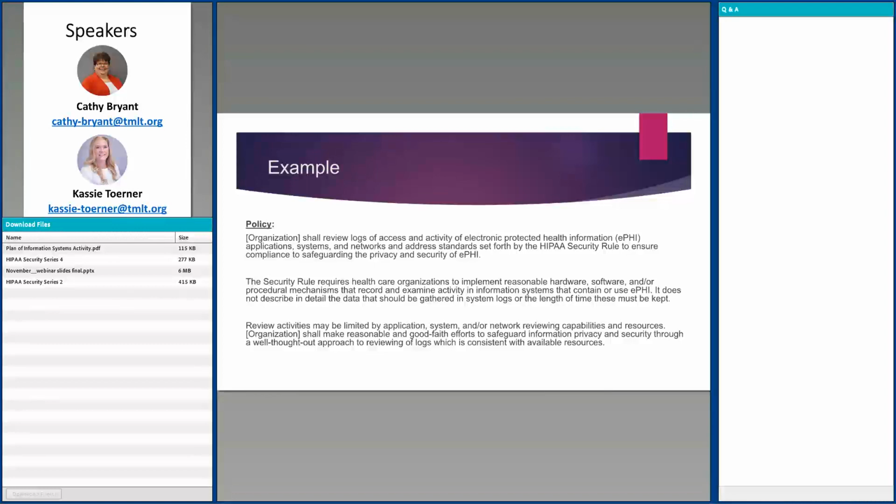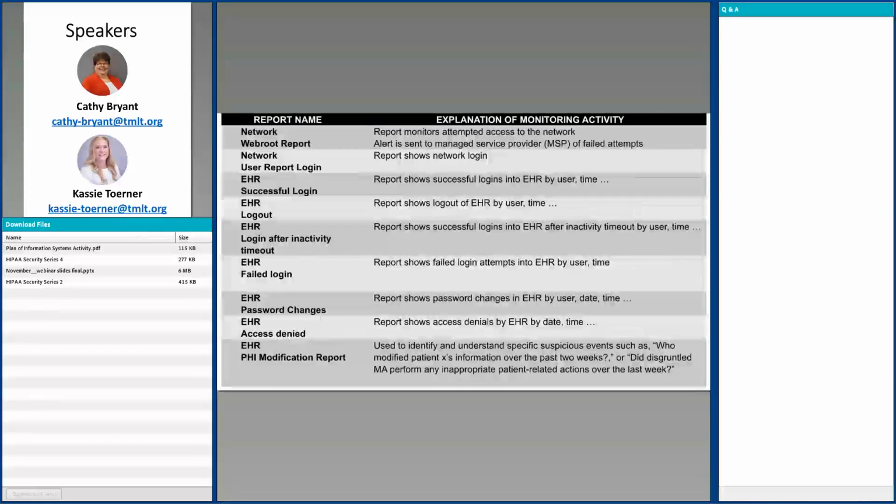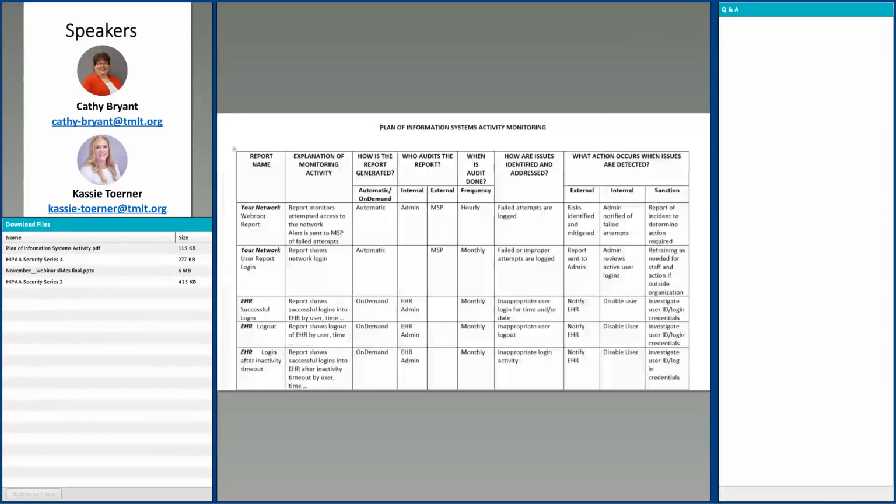This is just an example of a part of a policy that we found on the internet. It starts out that the organization shall, which remember shall means it's not optional, you must do it, review logs of access and activity. And it goes on to talk about the security rule and making a good faith effort to safeguard your information. Please note, this is not the entire policy.